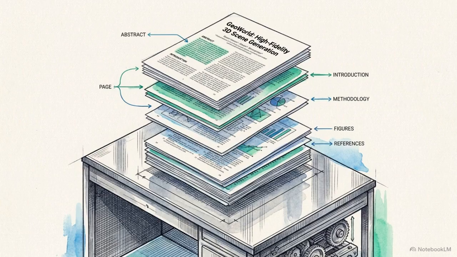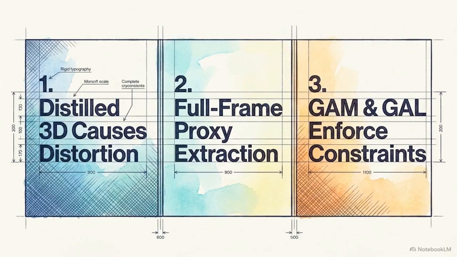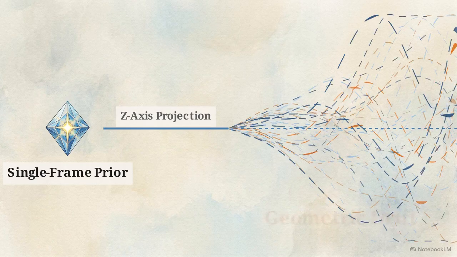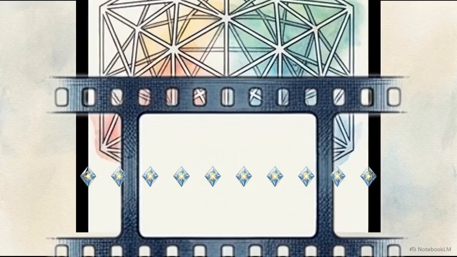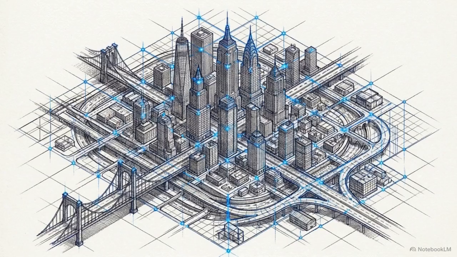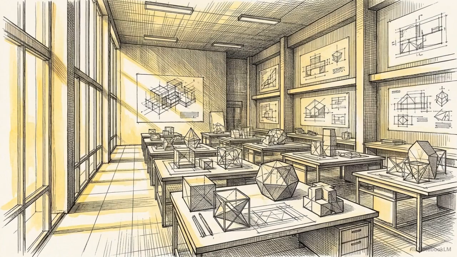When we review the research, GeoWorld introduces 3 distinct shifts in how we approach 3D generation. This graphic summarizes those shifts. Let's break them down. First, single-frame spatial priors are mathematically insufficient for consistent 3D generation. Relying on them leads to inevitable geometric drift. Second, stable generation requires full-frame geometry. You have to extract the 3D data from a coarse proxy video sequence rather than a single starting image. And third, you cannot trust the diffusion model to maintain structure on its own. You must use mathematical alignment loss to physically constrain the network.